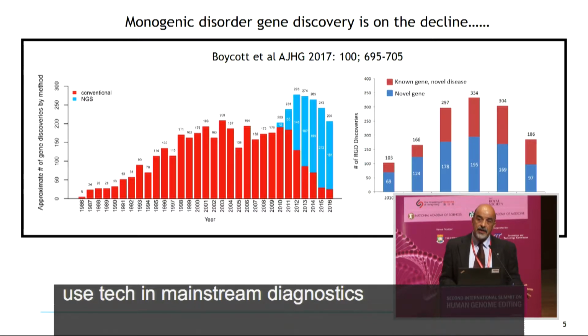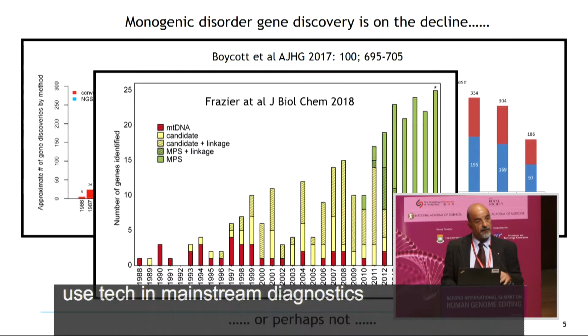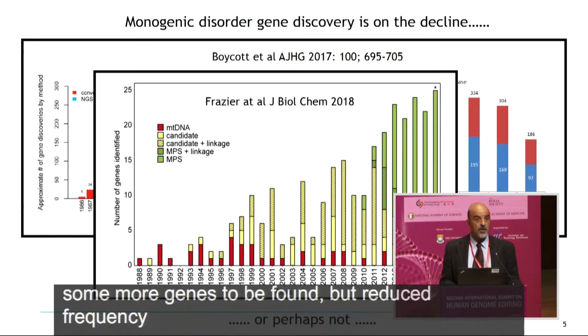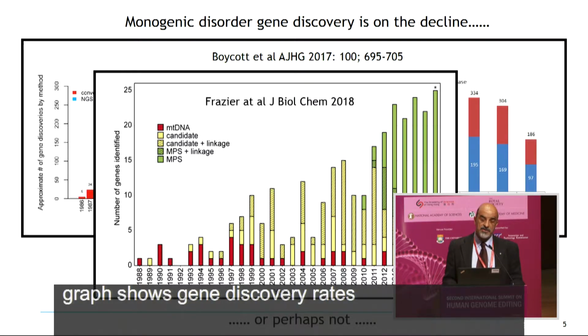It really depends on the entity you're talking about. On the other hand, this graph shows the gene discovery rate using various platforms in the field of mitochondrial disorders, which is an area that I research in. And at least in the mitochondrial disorders, next generation sequencing, or massively parallel sequencing, as it's also called, still has an increasing gene discovery rate in terms of new disease genes.